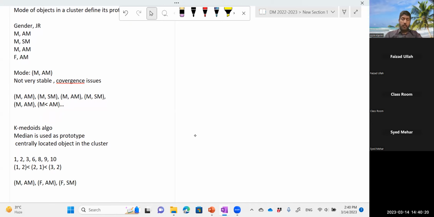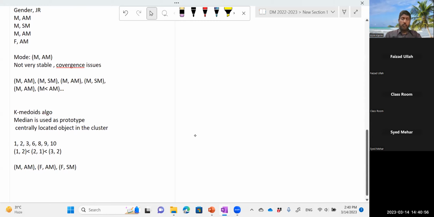ठीक है. So the computation of the mean as we did for k-means was very easy. We took the mean of all the objects in a cluster. Similarly, the computation of the mode was also easy. We looked at each attribute of all the objects in a cluster and found the maximum value or the most frequently occurring value. But to find the centrally located object, we will need to resort to another approach. We can't use such simple approaches.